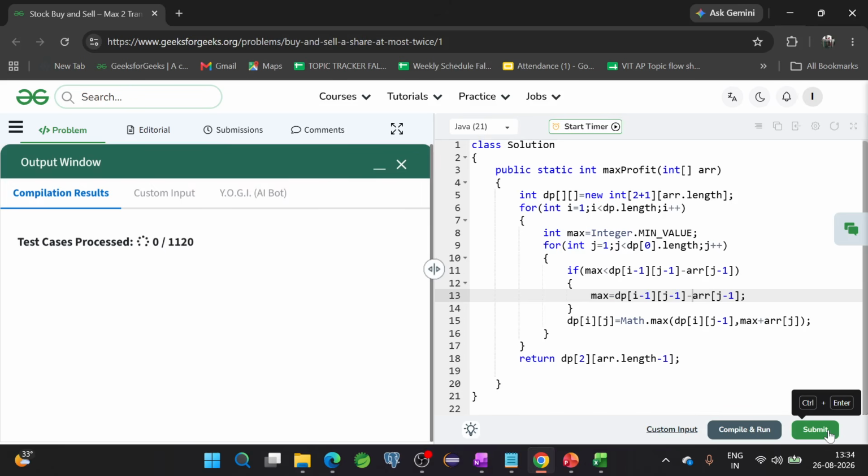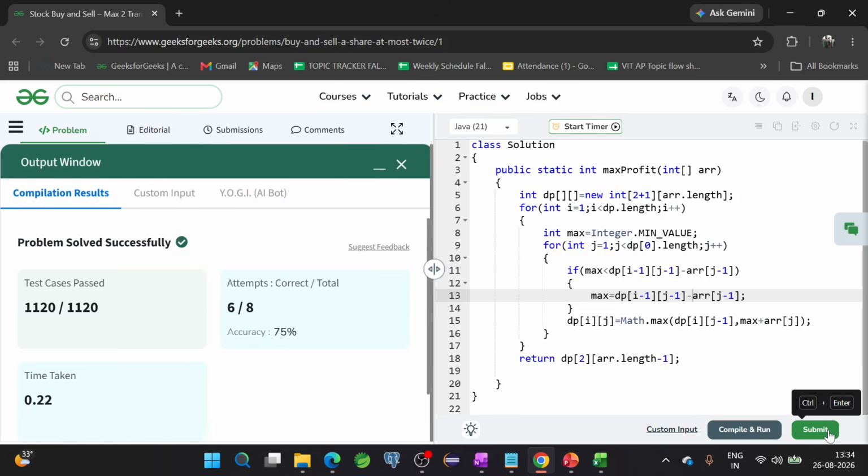I always focus on my dry run. If the dry run is correct, then the code will run.